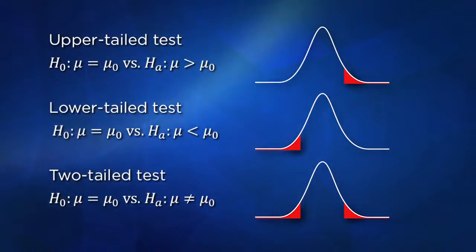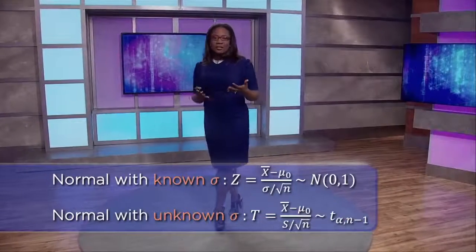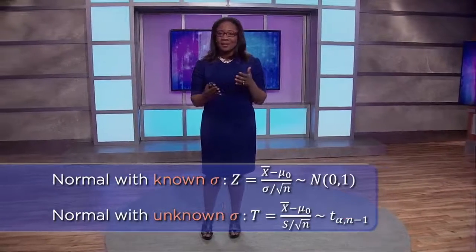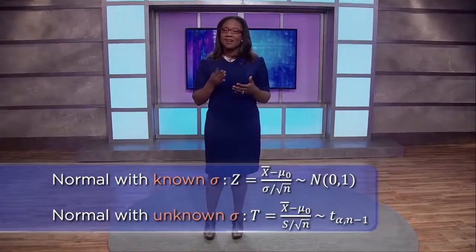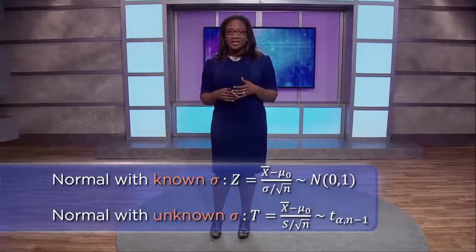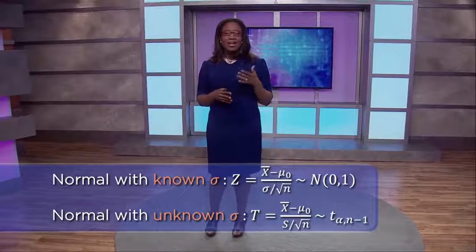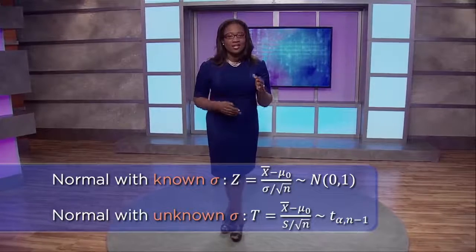And then our test statistics. For the normal, if we know sigma, we can calculate a z statistic, x bar minus the mean under the null divided by sigma over root n. But if we don't know sigma, we have to use the t distribution. Now we're using our sample standard deviation in the denominator.